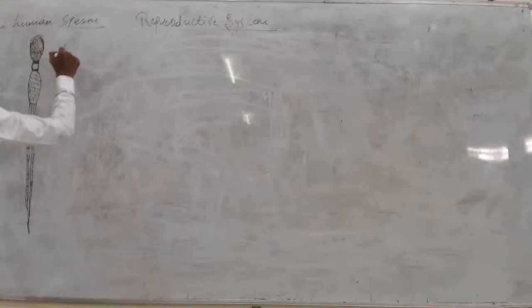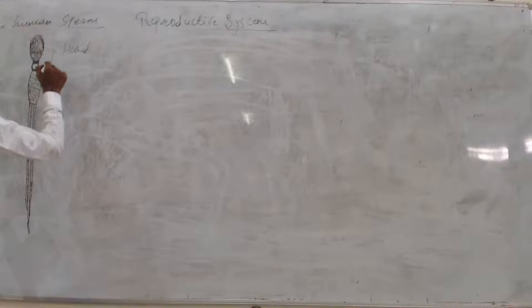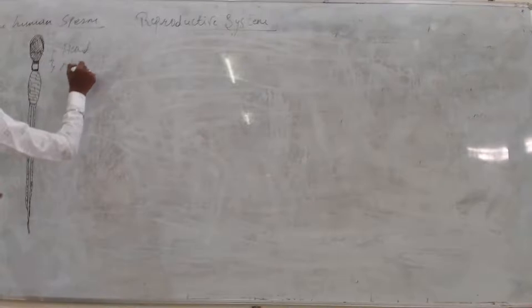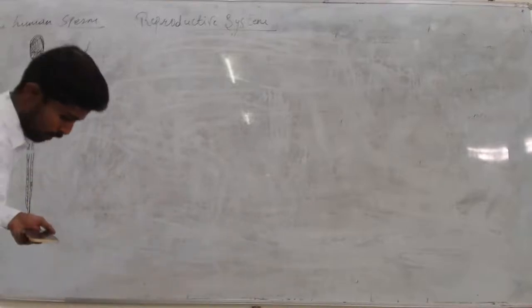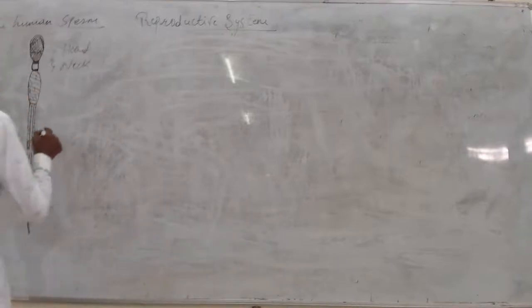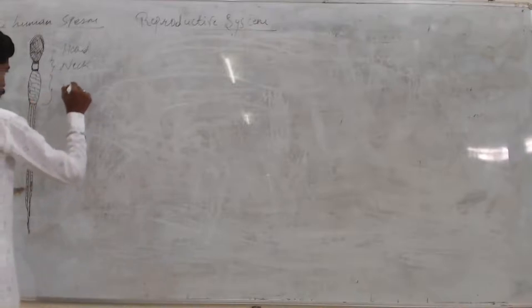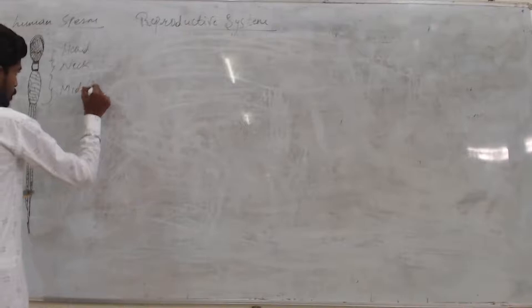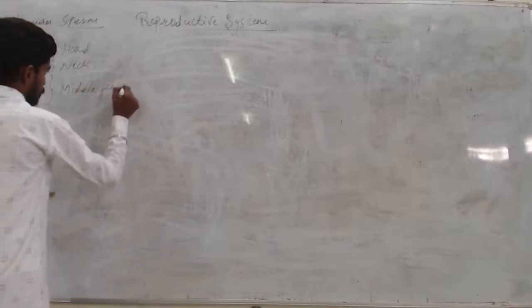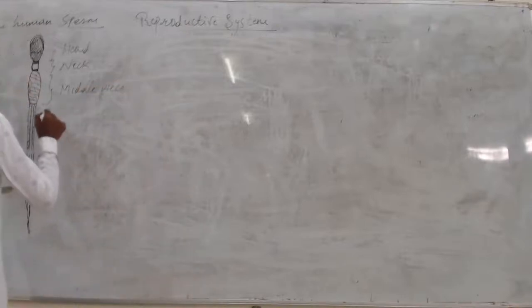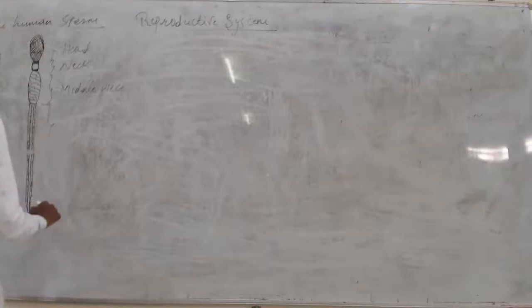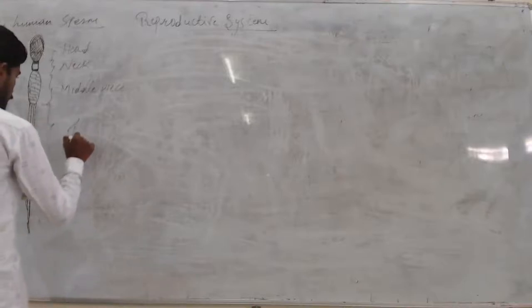This is the head structure, and this center part is the neck. And this is the middle piece, and from this to here, this is the tail.